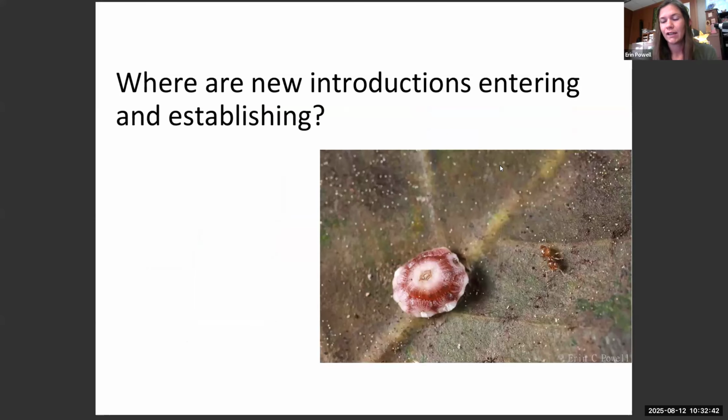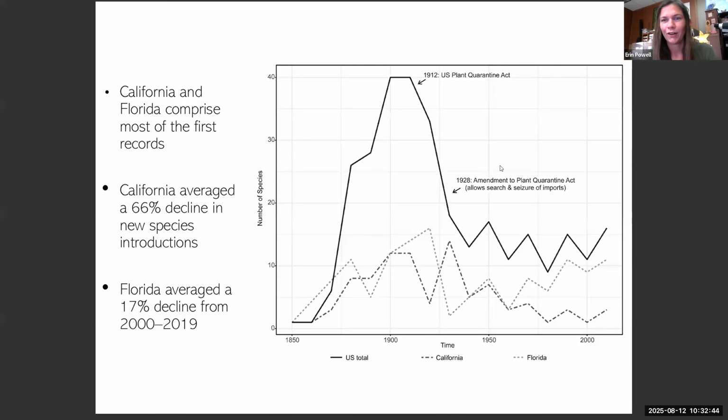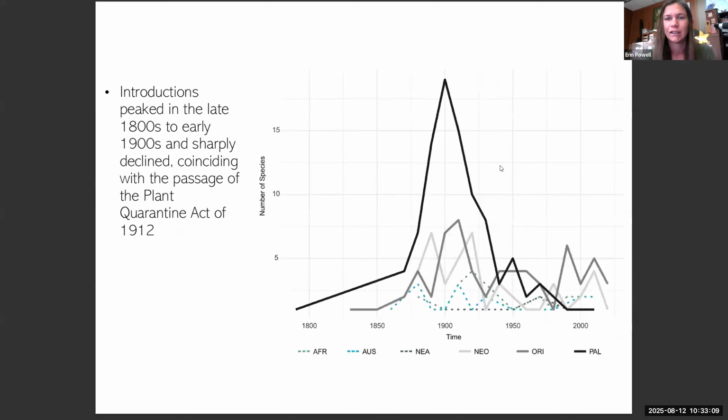So of all the scale insects invading the United States, where are they going? California and Florida comprise most of the first records. So when we're finding that a new scale insect species has arrived in the United States from Asia, for instance, it's usually being detected first in California or Florida. And we're finding that California has had a decline in the last 20 years of new species introductions, whereas Florida has had an increase.